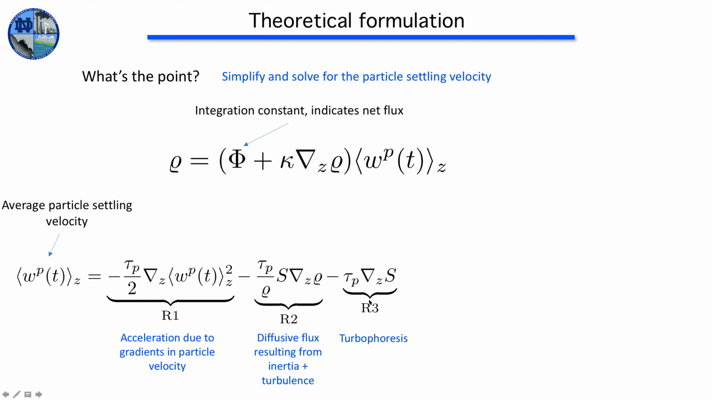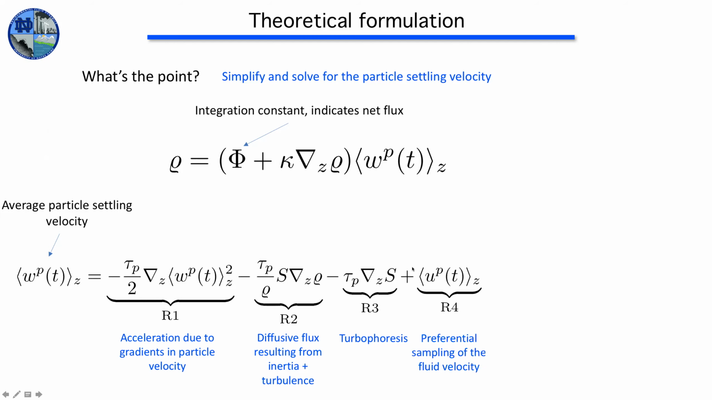The next term is from turbophoresis. This term S here is the unclosed Reynolds stress of the particle velocity. So this is the second moment of the particle fluctuating velocity. Gradients of that lead to a turbophoretic drift, which many others have characterized.